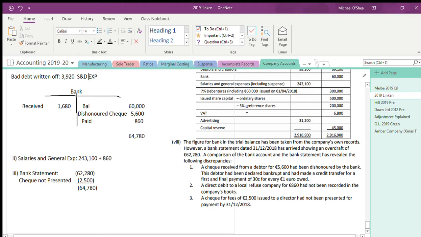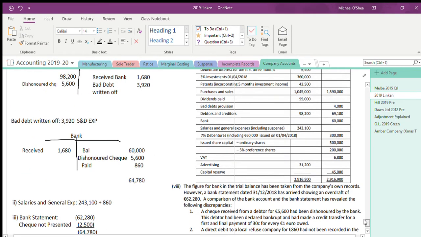So of all the accounts I can fit it into, I have a salaries and general expenses account. And whenever I have anything here that's, I suppose, a standalone expense, I'll put it in with sundry or general expenses, whichever one is in the question. So this additional expense has to be added to the current expense for salaries and general expenses. So you'd add 860.